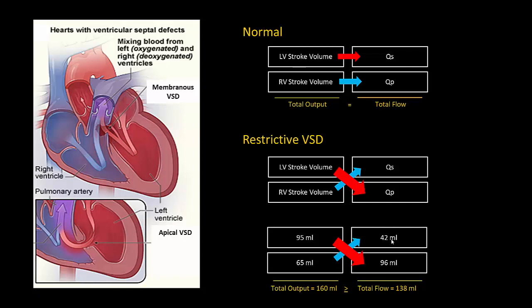And why is that? Well, if we look, the total combined ventricular output is exceeding the total combined flow because some of the ventricular output is going back from the right ventricle into the right atrium by means of tricuspid regurgitation. And we can calculate that as simply the difference between the RV stroke volume and the aortic flow, which in this case is 23 milliliters.